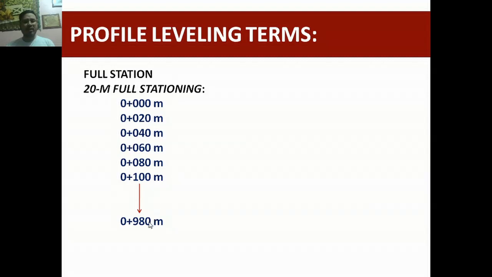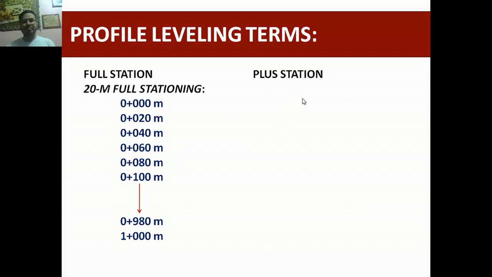980. Now, unsa man pag-write nato sa sunod nga station ani? So plus 20 lang ta. This time unsa na siya? 1 plus 000. Buot pasabot ani, naabot na ta og 1000 meters or 1 kilometer. Okay? So muna siya ang pag-write sa full station.